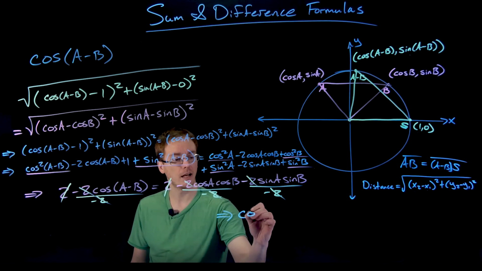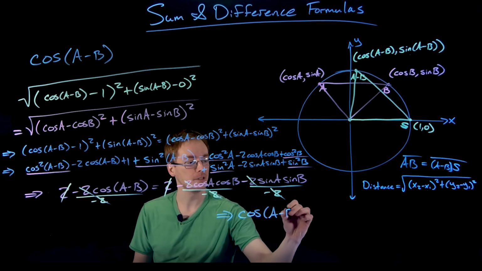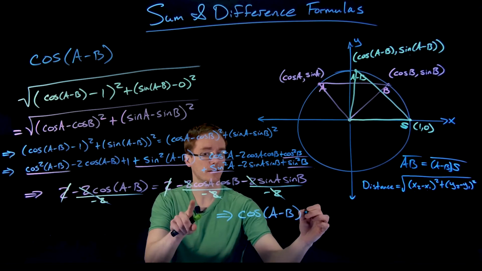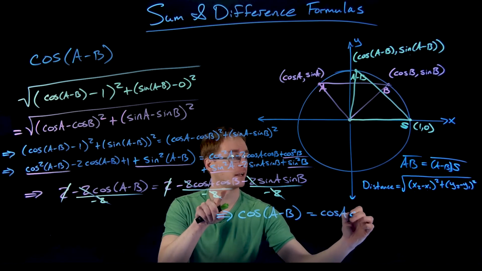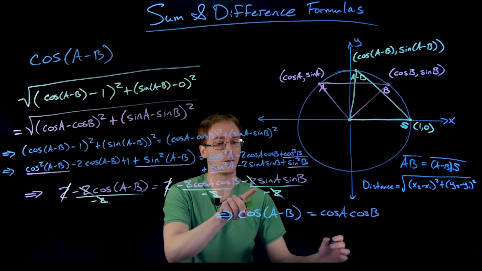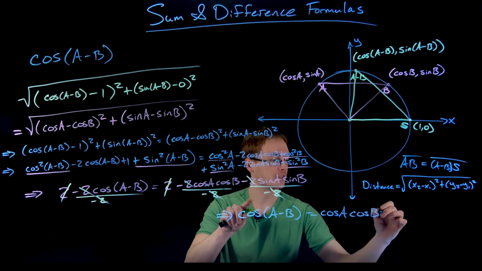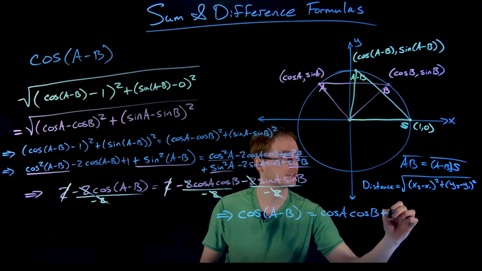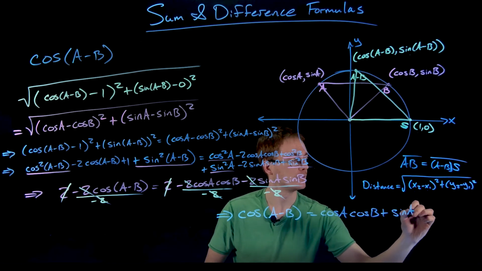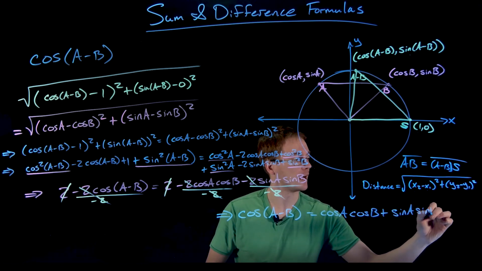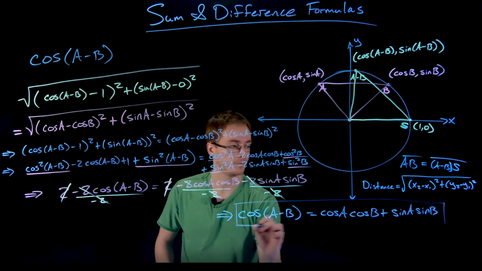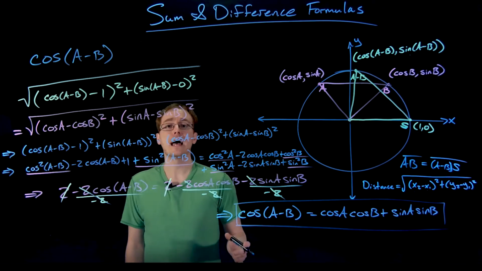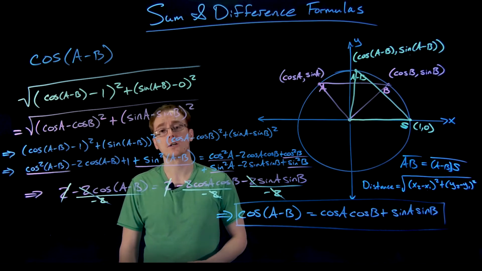It says cosine of A minus B, that's our left-hand side, is equal to cosine of A times cosine of B plus, because remember these double negatives canceled out when we divided, plus sine of A times sine of B. And that is our difference formula for our cosine function.